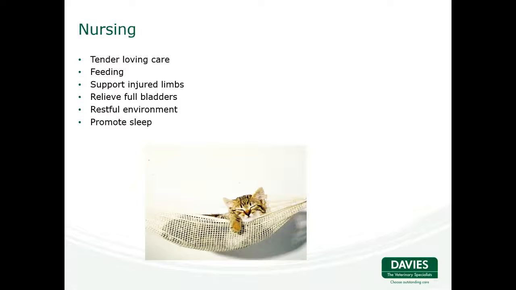And that includes nutrition, supporting injured limbs, and making sure they haven't got a full bladder. That can be really uncomfortable, especially in an animal that's not ambulatory. It also predisposes to UTI and other problems. So that's really important from a nursing perspective.